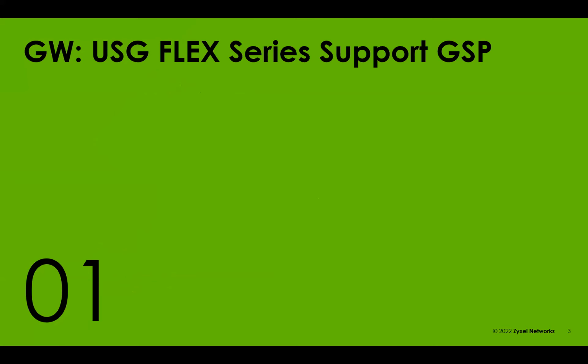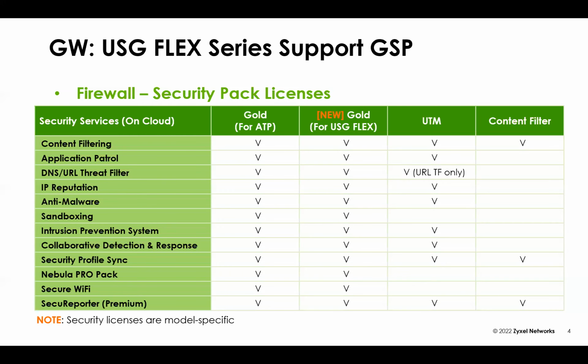the Gold Security Pack. Now, if you previously had an ATP or USG Flex, you'll know that specifically with the ATP, there's only one specific license, and that's the Gold Security Pack. The Gold Security Pack included everything from content filtering all the way through Secure Reporter and the Secure Wi-Fi Pack.